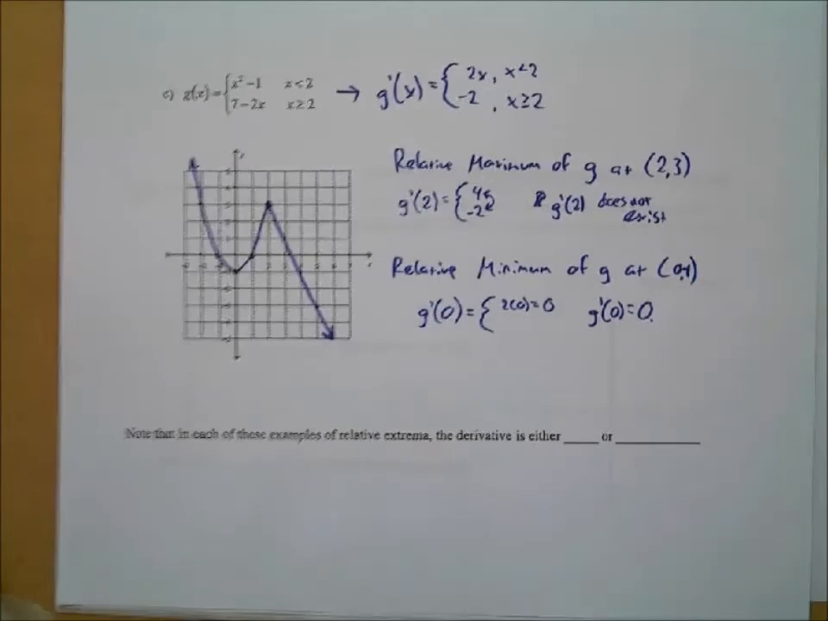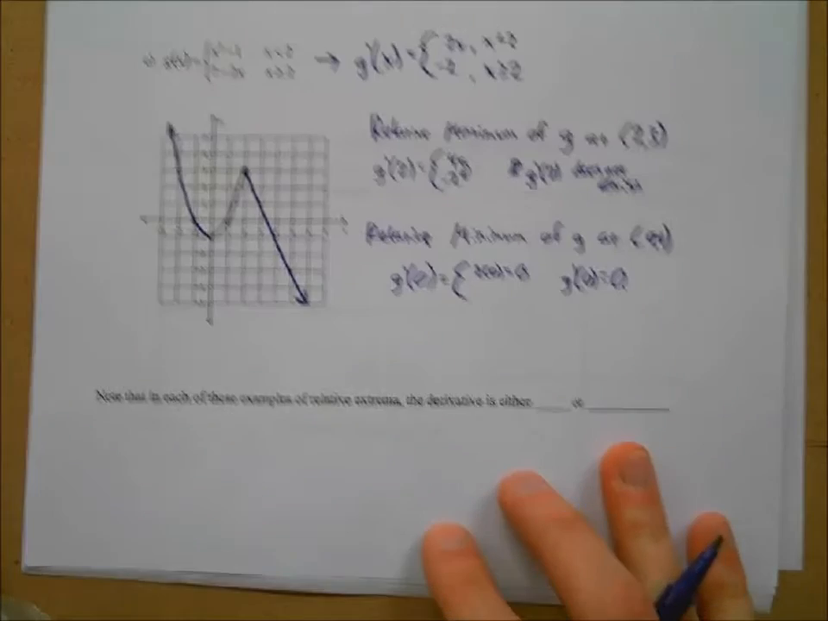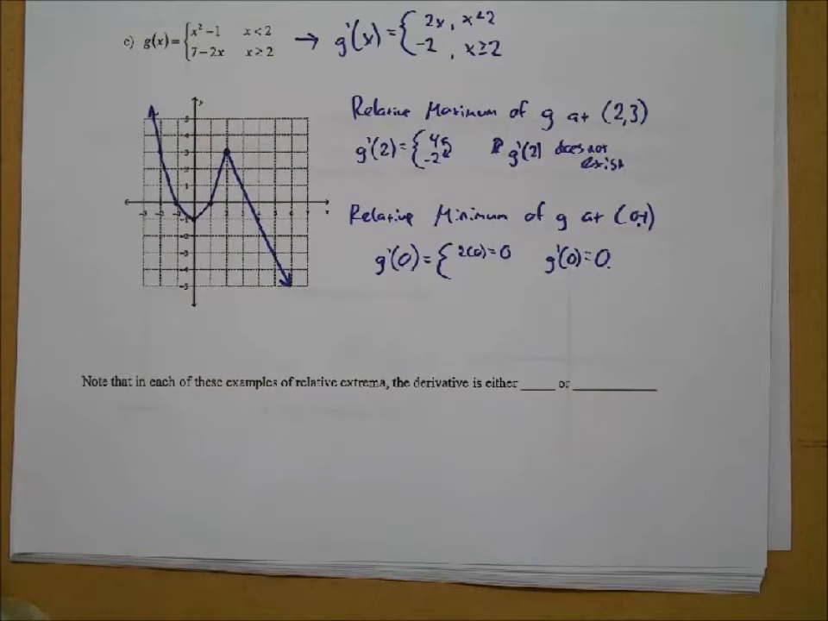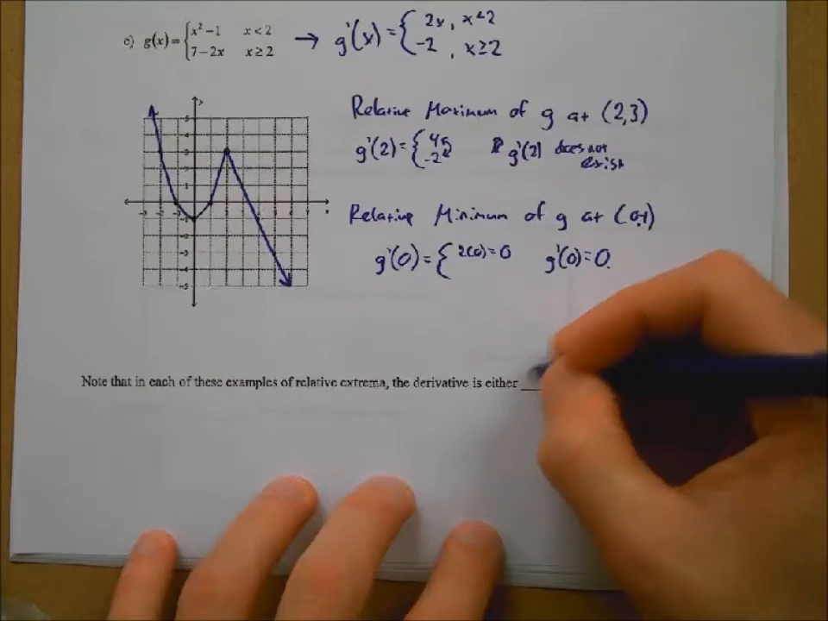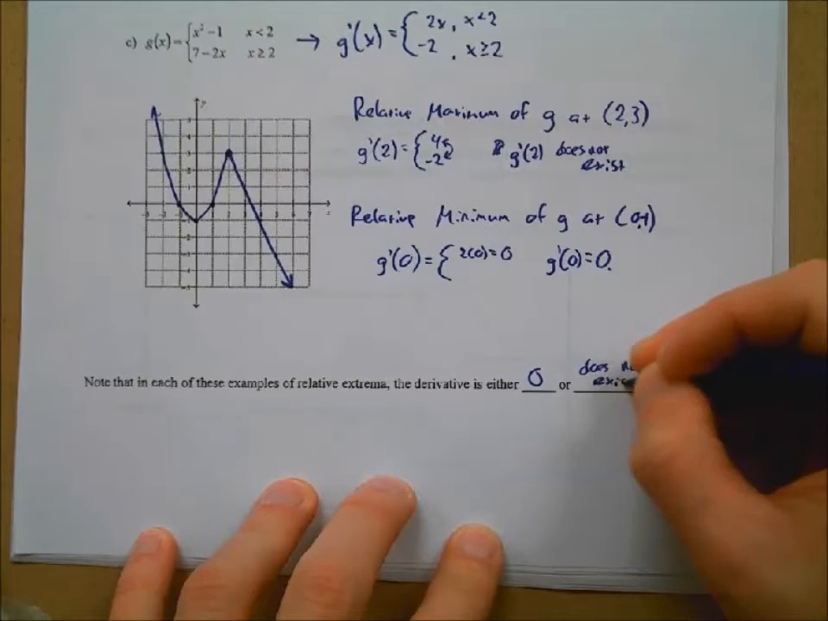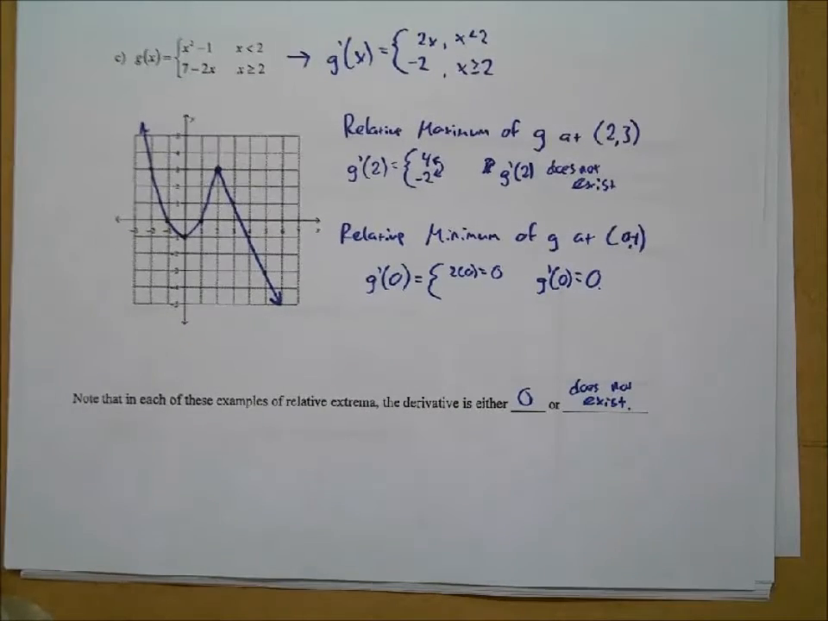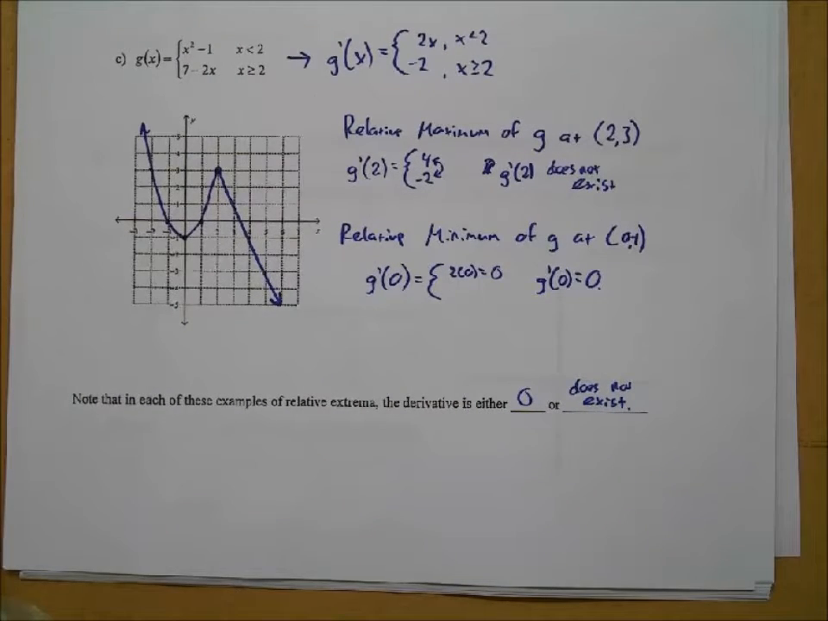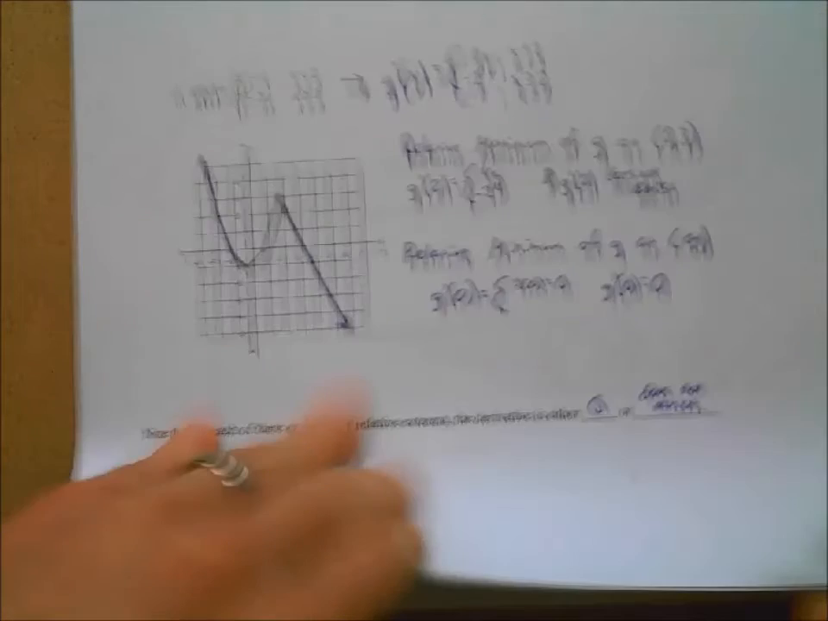So note that in each of these examples of relative extrema, the derivative is either blank or blank. 0 or does not exist. 0 or does not exist. All right, turn the page.